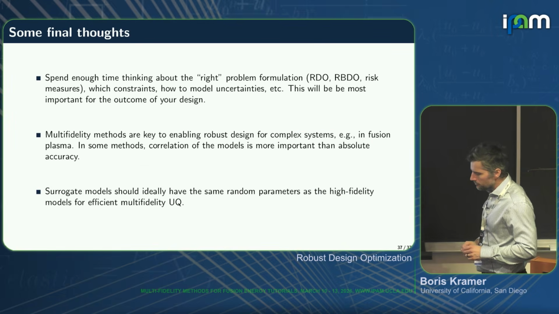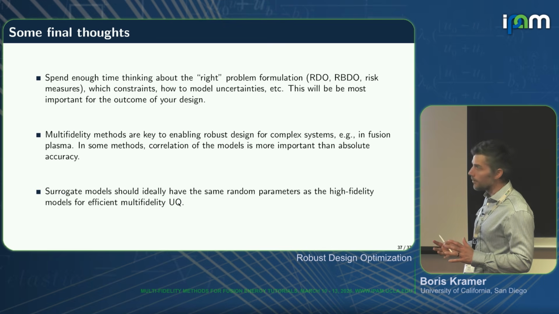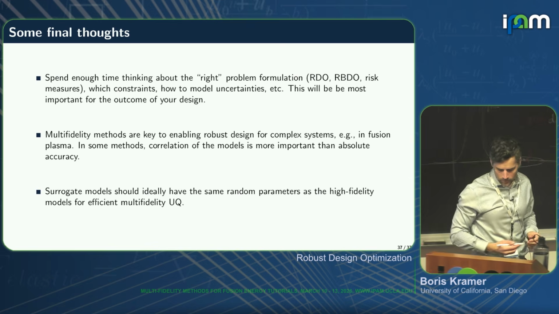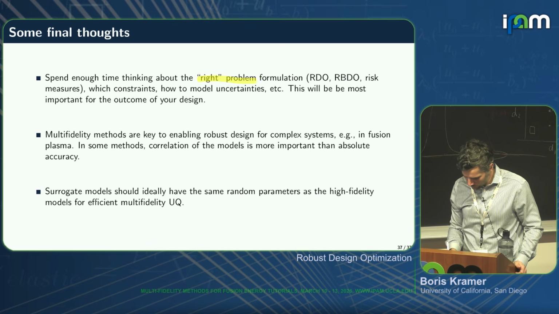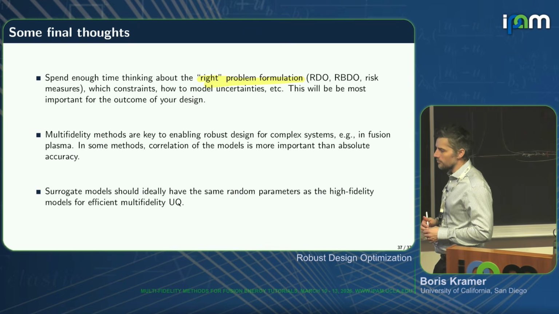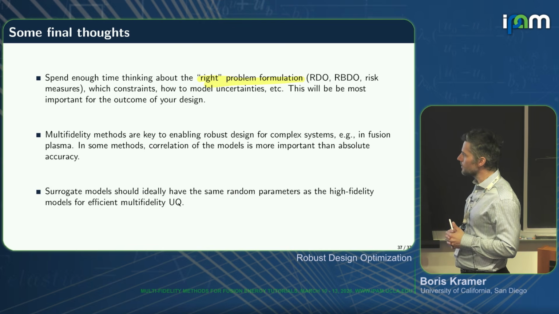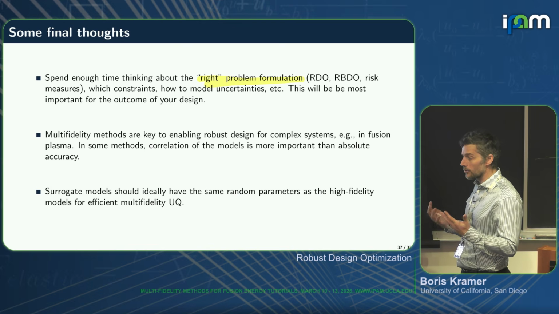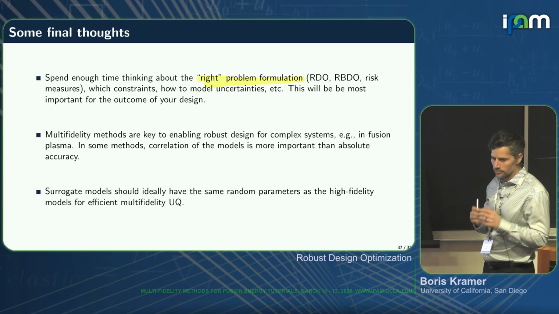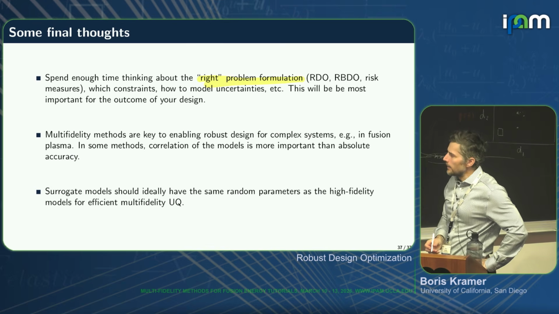Good. And that's basically all I wanted to say. Three final thoughts. The first one is you might spend a lot of time thinking about the right problem formulation, and that's a good thing. Really going back and forth, if you're a mathematician or a computational scientist working with engineers, trying to figure out what do you really want to design, and what can you tolerate. That will be, in my opinion, the most important thing that determines your design.